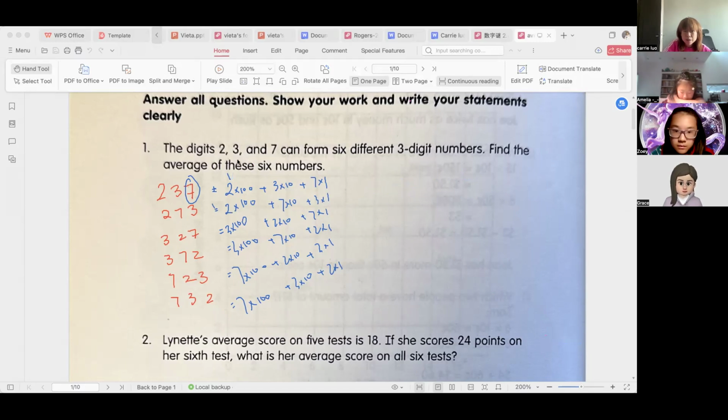Okay, so how many 2 times 100 are there? 2, right? Yes, so it's 2 times 2 times 100, right? So how many 3 times 100s are there? Also 2. So 3 times 2 times 100, right? And how many 7 times 100? So 7 times 2 times 100. So if you put them together, is it 2 plus 3 plus 7 times 2 times 100, correct? Okay, so I want you to do the same thing for the tens place and ones place.